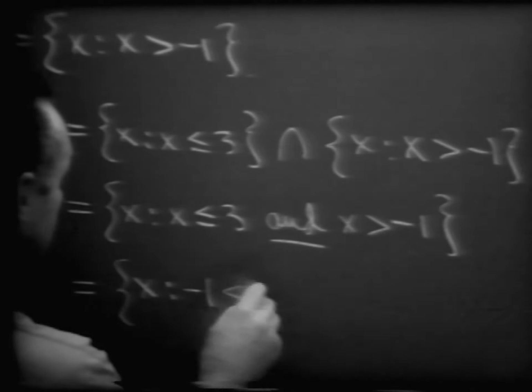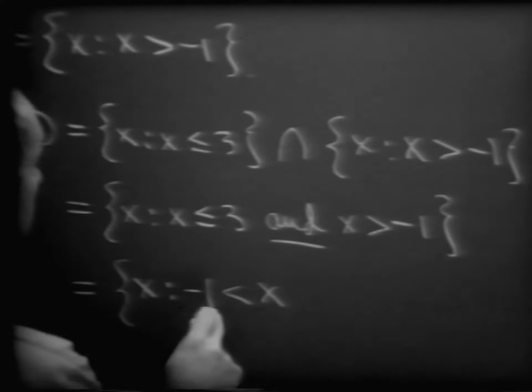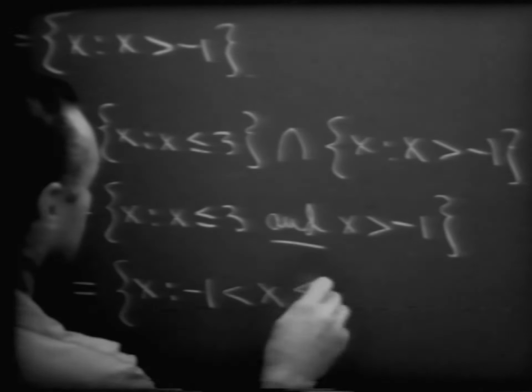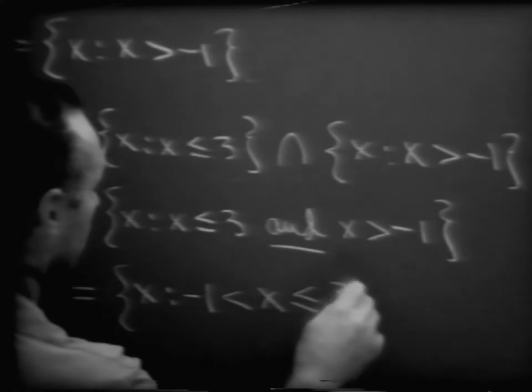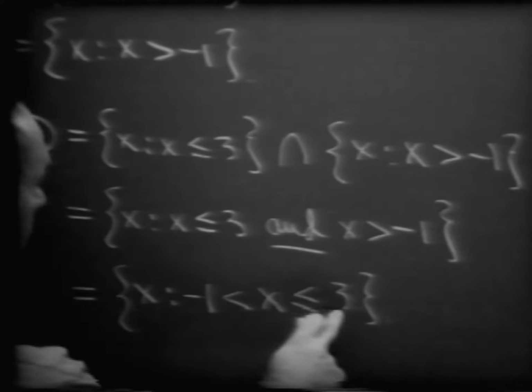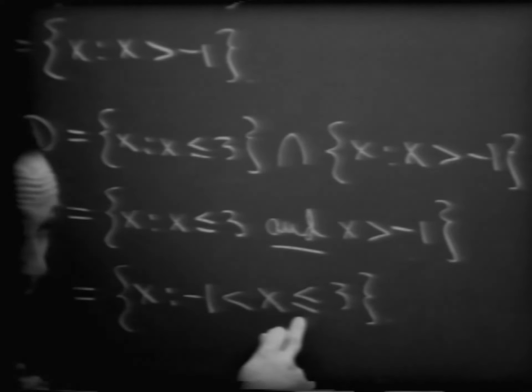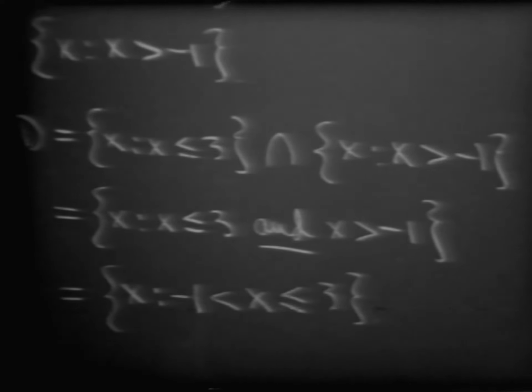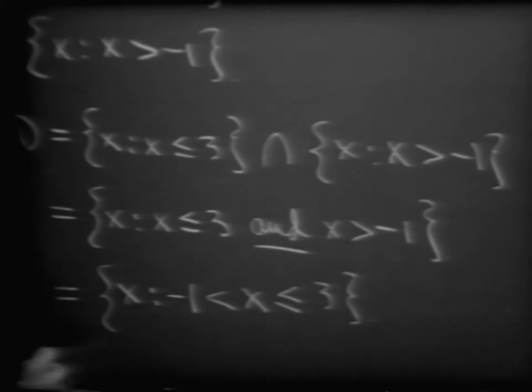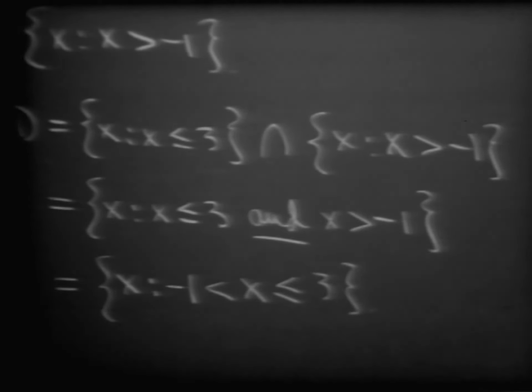One way in which we can write this is to say x is greater than -1, and less than or equal to, what may we write here? 3, is that right? X is then between -1 and 3, in which we will include the element 3, but not the number -1. Is that right?